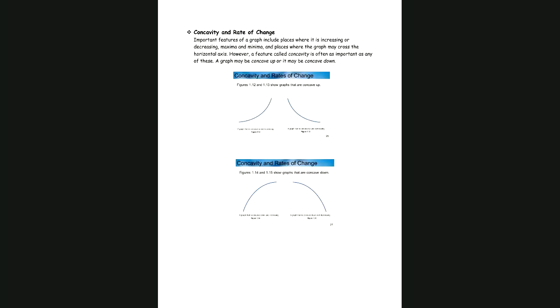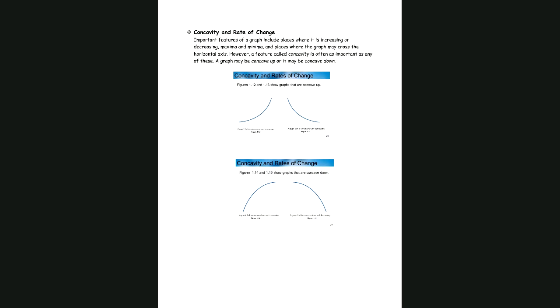Other features we can look at are called concavity and the rate of change. These are also important features to look at on graphs. If it opens up, the graph is concave up. If it opens down, the graph is concave down.